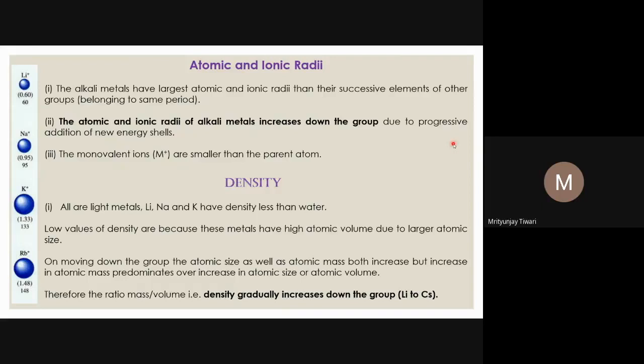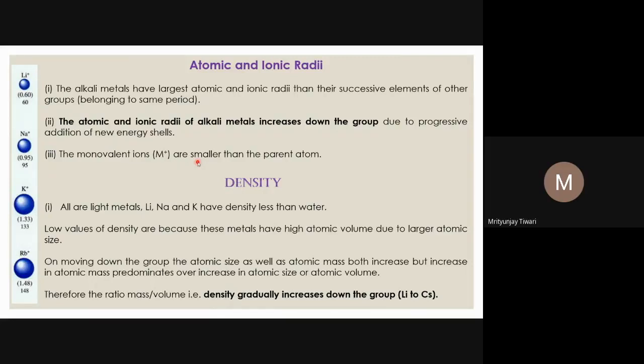Because of the introduction of additional new energy shells. Progressively, one by one, the energy levels increase. From here to here, one energy level will be added. Then from here to here, one extra energy level will be added, and from here to here, further one extra energy level. So the atomic and ionic radii of alkali metals increase down the group due to progressive addition of new energy shells.